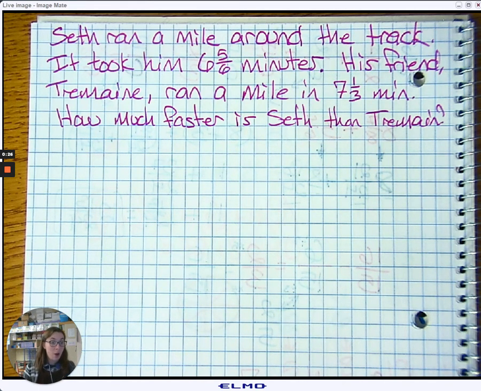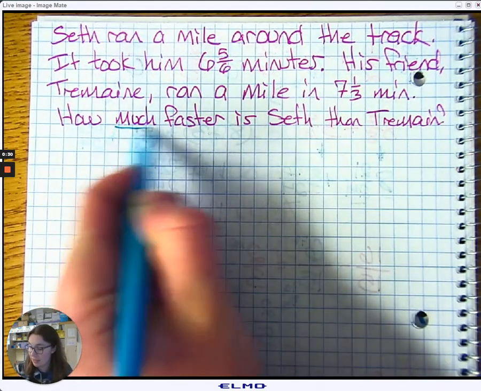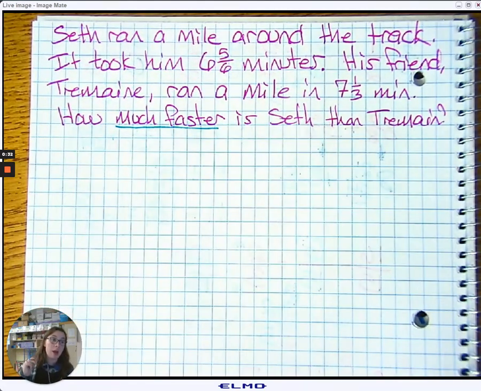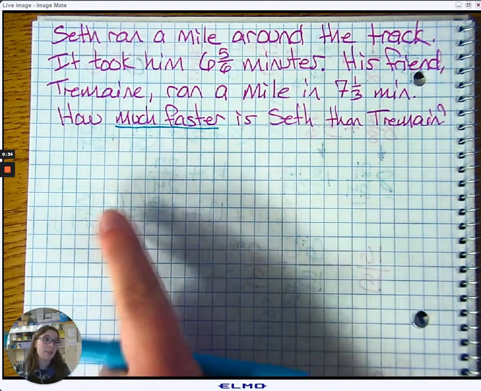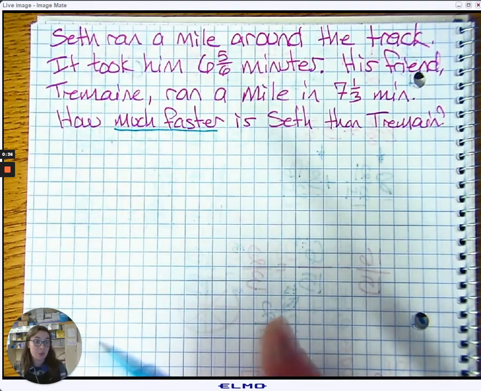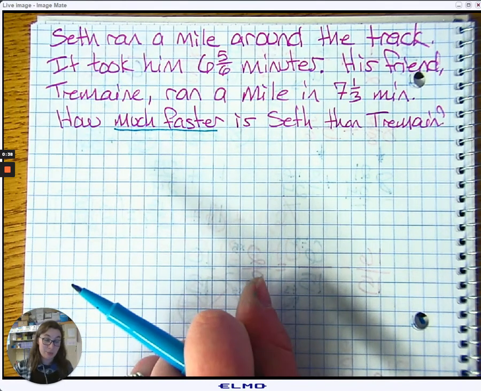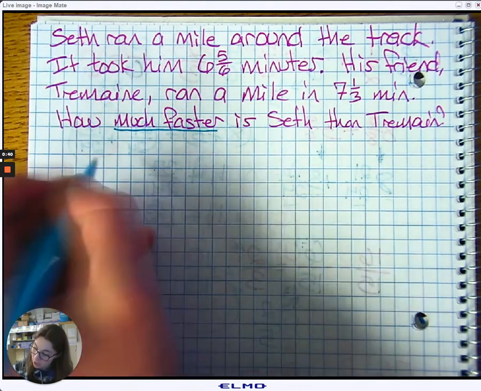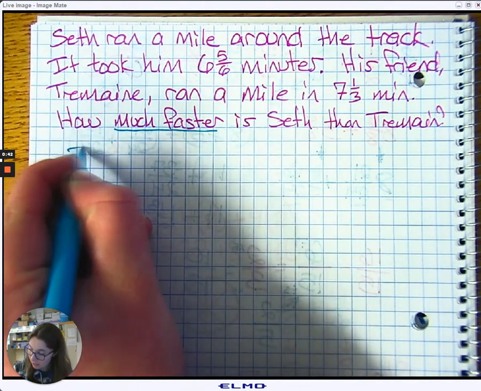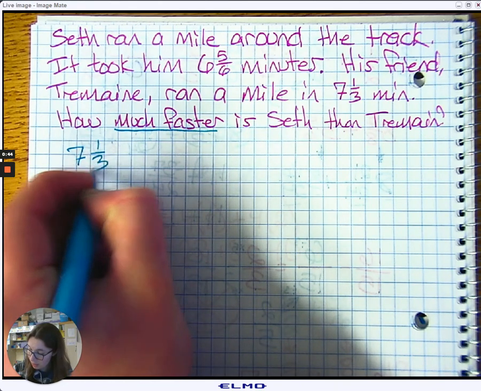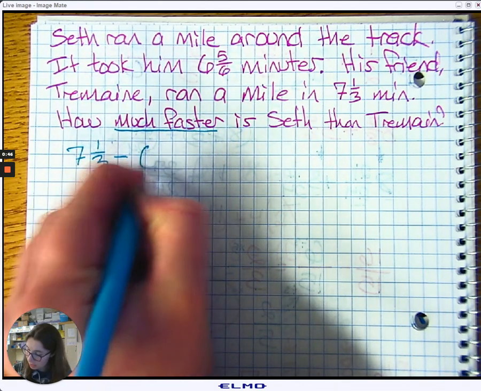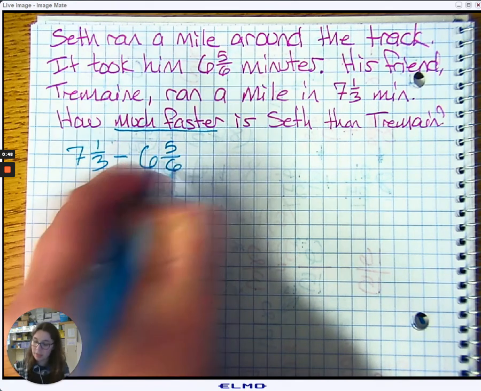The question is, so how much faster? We know that this is a subtraction problem because how much faster is a subtraction keyword. And of course, faster means smaller number, which means we need to put the smaller number second because we are subtracting. So our subtraction problem is going to be 7 and 1/3 minus 6 and 5/6.